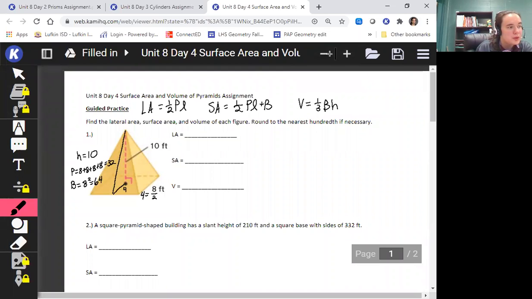So we're going to do 4 squared plus 10 squared equals C squared. 4 squared is 16. 10 squared is 100. When you add those together, you get 116. And then we'll take the square root of that. Now we are going to leave that as the square root of 116 so we don't get rounding issues. And that is our slant height.